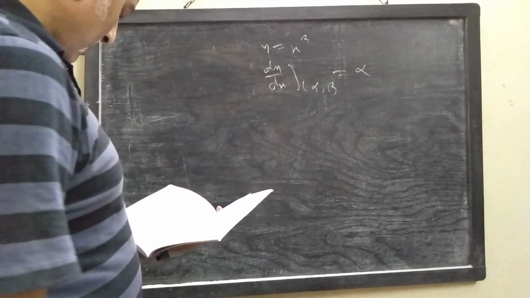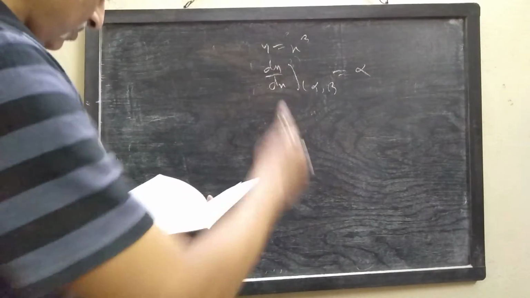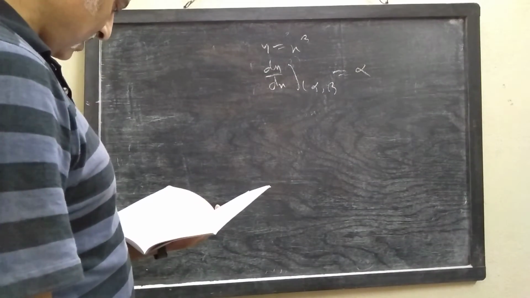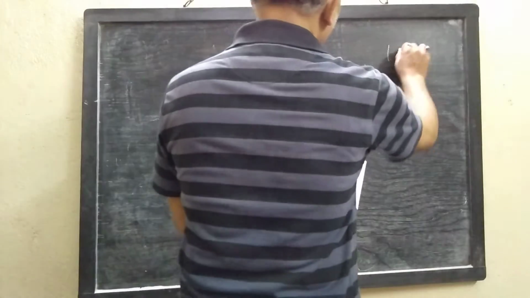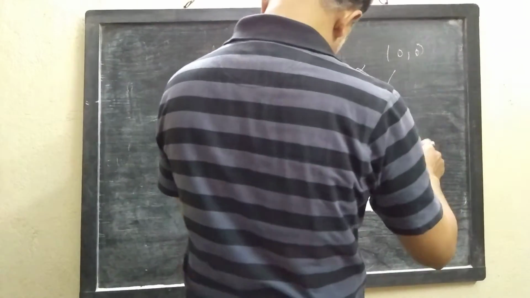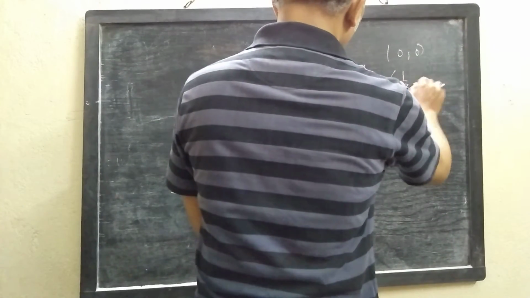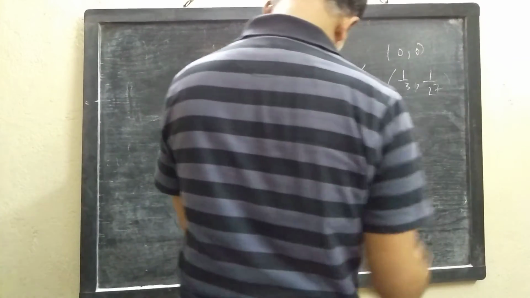So let us repeat the problem. Find the point on the curve y equals to x cube where the slope of the tangent is equal to abscissa of the point. So your answers are, one point is 0 0 and another point is 1 by 3 comma 1 by 27.